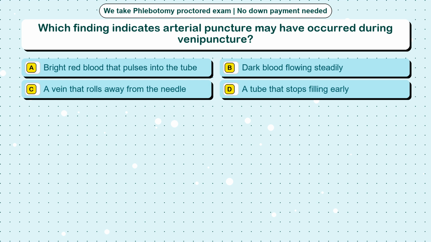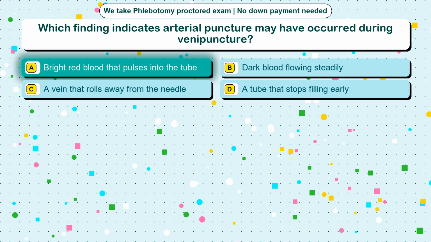Option A. Bright red blood that pulses into the tube. Option B. Dark blood flowing steadily. Option C. A vein that rolls away from the needle. Option D. A tube that stops filling early. The correct answer is option A.